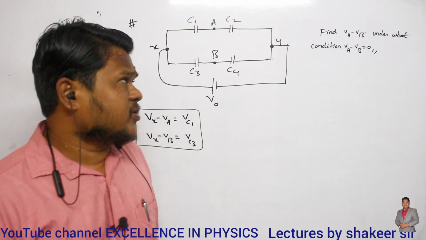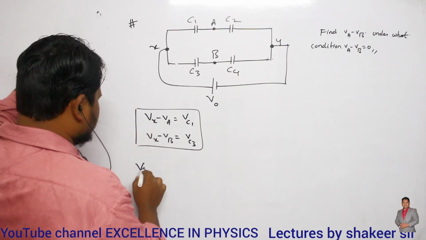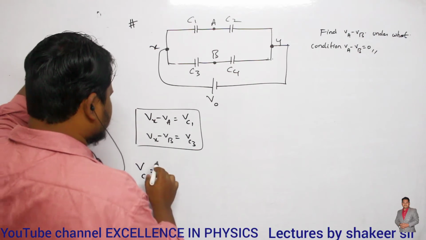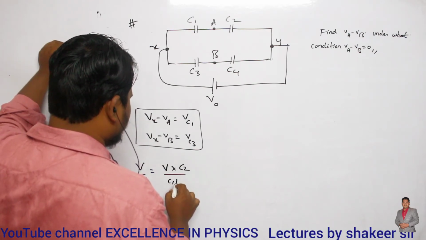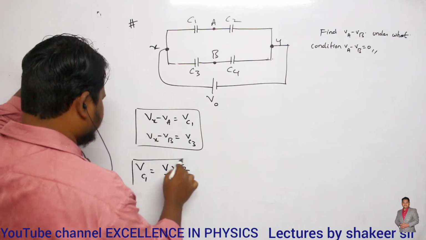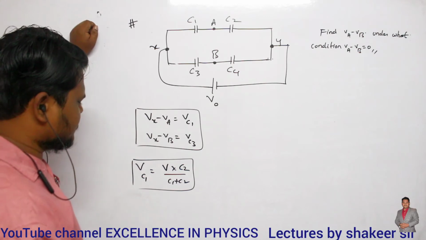Let us calculate the potential difference across the capacitor C1. How can I calculate it? So Vc1 is equal to V into C2 divided by C1 plus C2. This is the relation. Vc1 is equal to V into C2 divided by C1 plus C2.